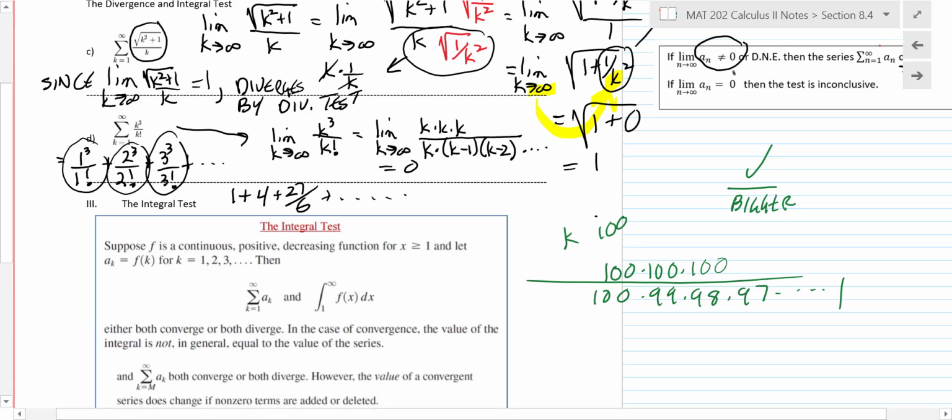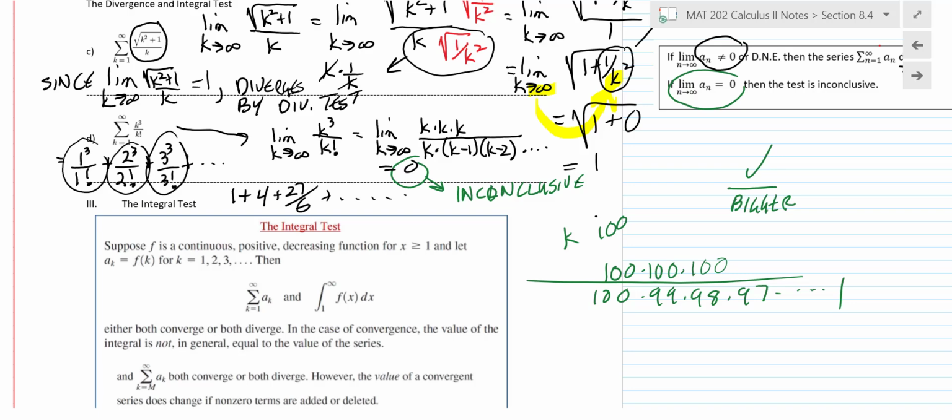Okay, so what do we get out of this then? If the limit is 0, what do you conclude? You conclude that it's inconclusive. Okay? So we say that it's inconclusive. That means we don't know whether it diverges or converges. We could figure it out with other methodology, but the divergence test won't do anything for us. Okay, so that's the idea. All right, does that make sense?